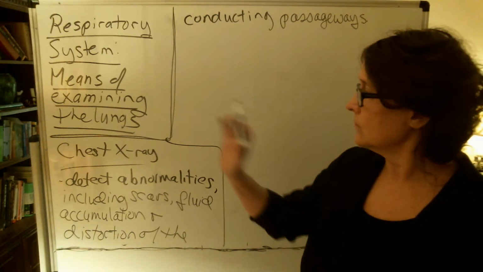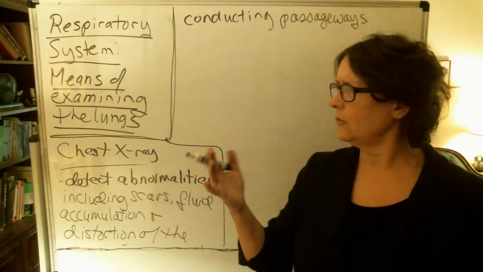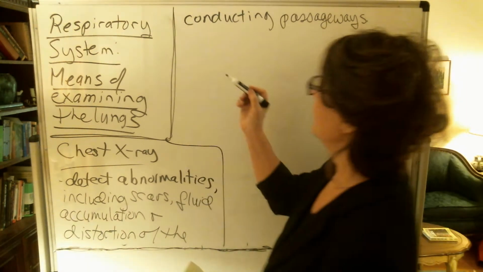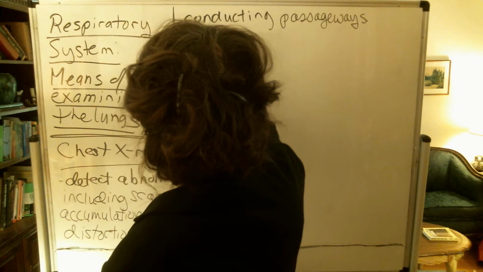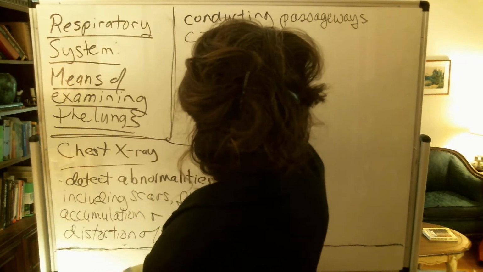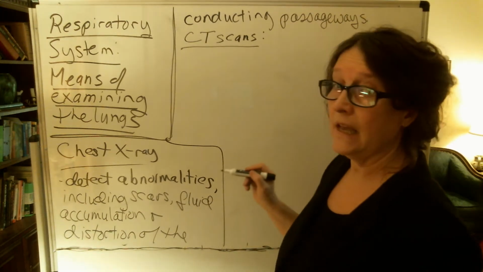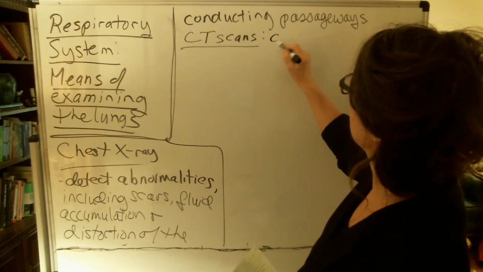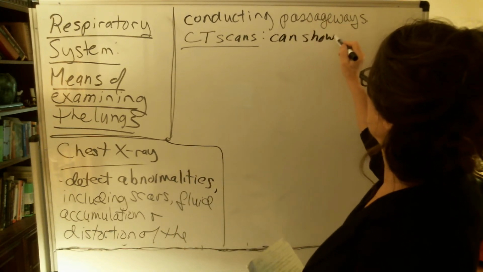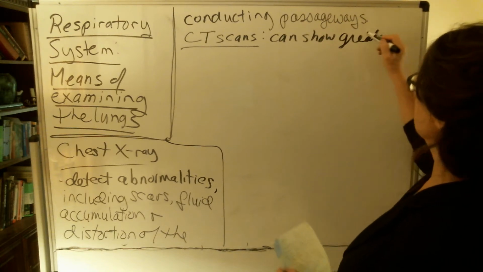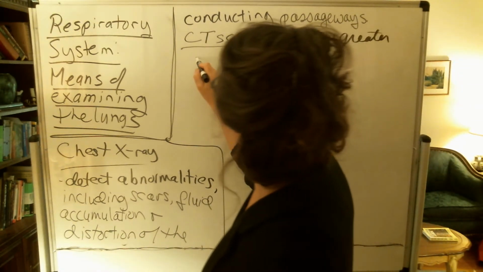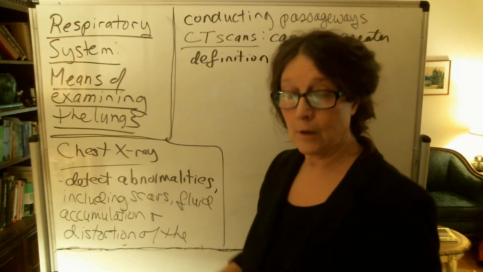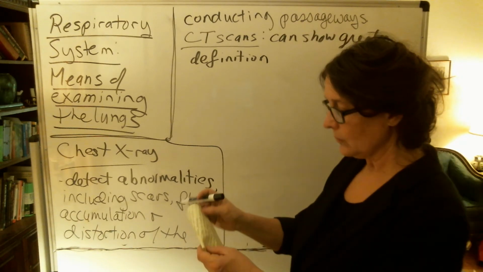Now, suppose you do a chest X-ray and you find something that you think doesn't look quite the way it should, but you'd like a closer look. Then there are CT scans, also known as CAT scans. It stands for computer-aided tomography. And these can show basically greater definition compared to an X-ray.